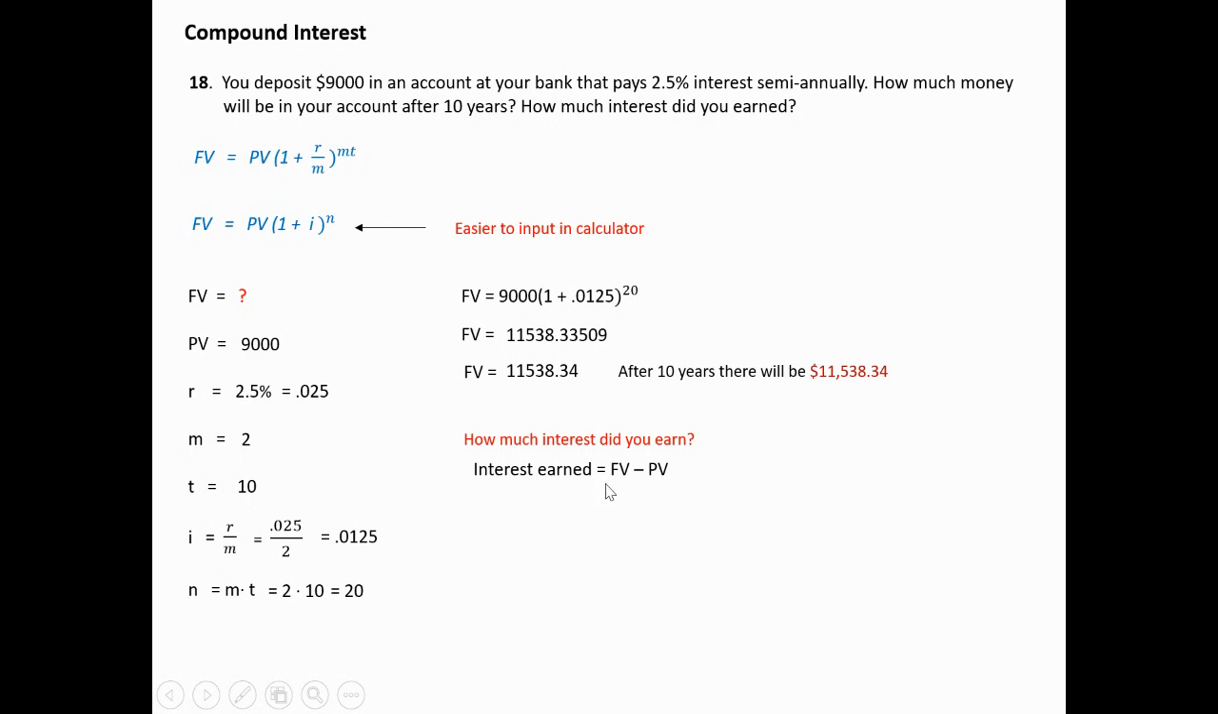So how much interest did you earn? The interest earned is equal to the future value minus the present value. So we subtract the 9,000 from the $11,538.34. You actually made $2,538.34, which is not bad for 10 years, if you had that extra money there. So that's how much interest you're going to be getting, plus your $9,000.